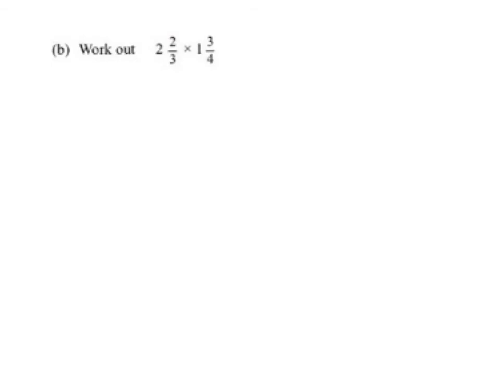Here is a question for you to try. Pause the video, try the question and press play for the answer. First, convert the fractions into improper fractions or top-heavy fractions. This first fraction would become 3 times 2 is 6, add on 2, so that would be 8 thirds. The second fraction would be 4 times 1 is 4, add on 3 is 7 over 4.